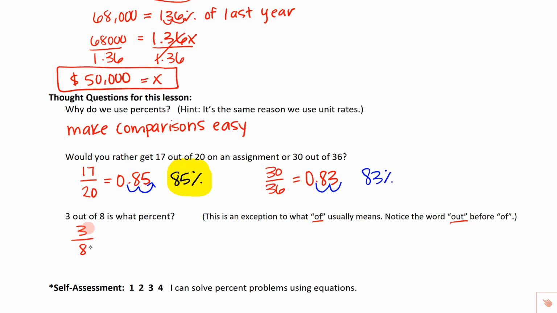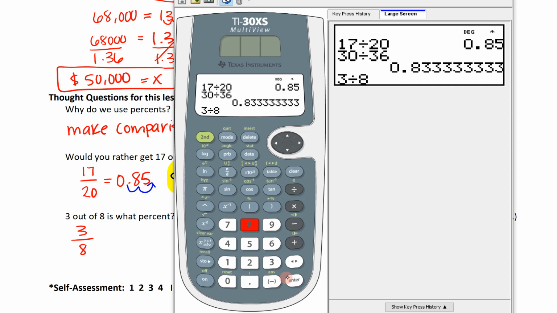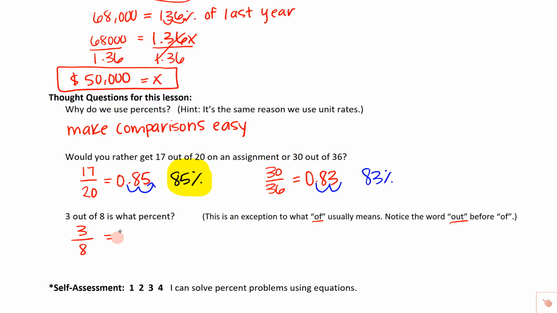So think of it like an assignment. Let's find the percent. 3 divided by 8 is 0.375. Oh, sorry, equals P. Because we want to know the percent. So 0.375. It's a decimal right now. We want to change it to a percent. So the percent would be 37.5.